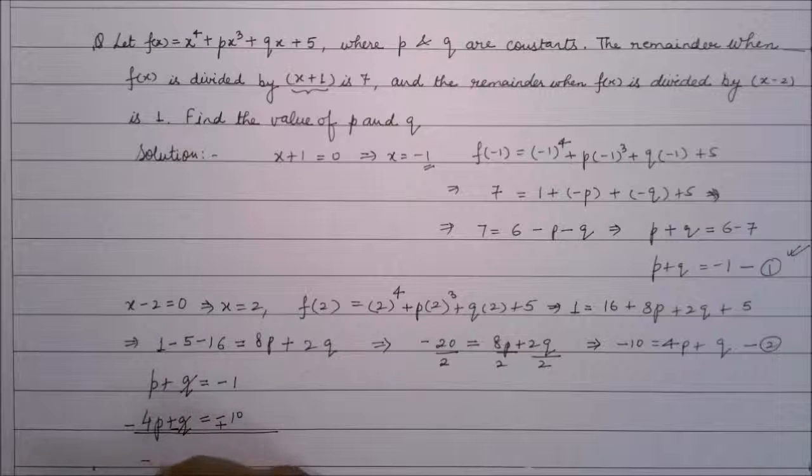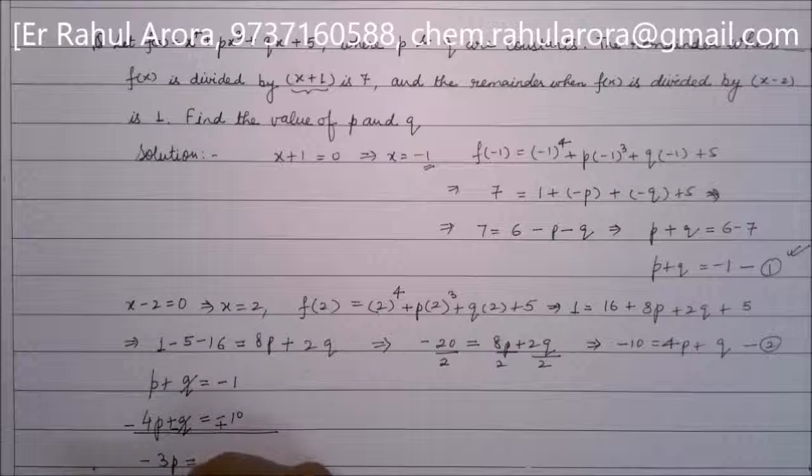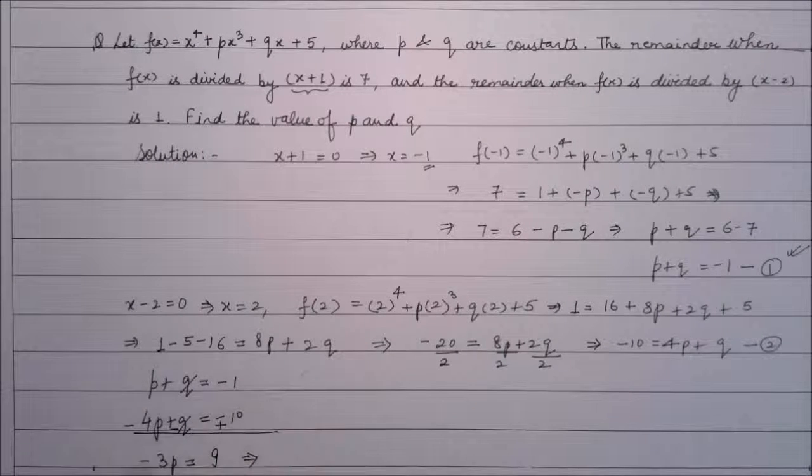Minus 4p plus p will give me minus 3p equal to 10 minus 1, which is nothing but 9. So from here what I can say, dividing minus 3 on both the sides, I will be getting p equals 9 over minus 3, and that will give me p equals minus 3.